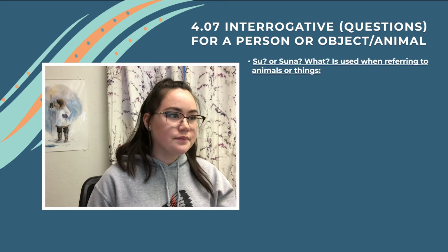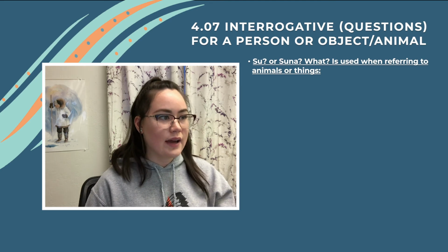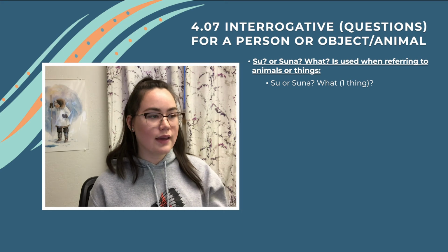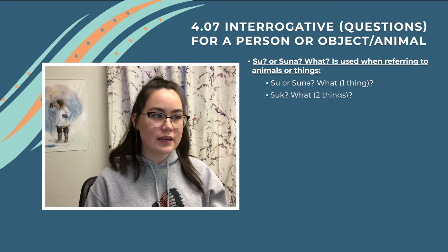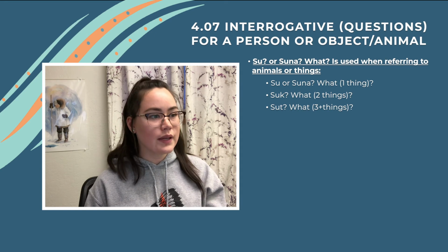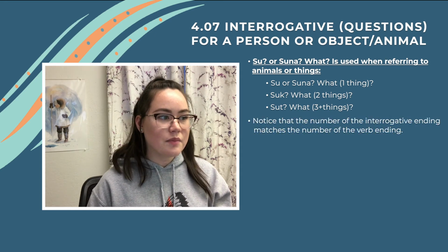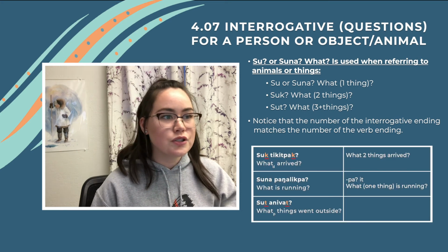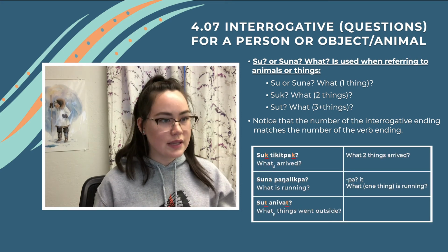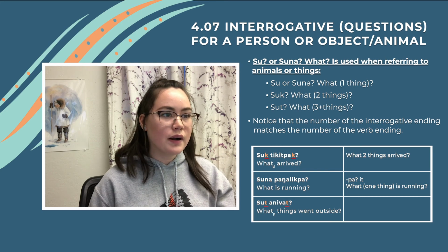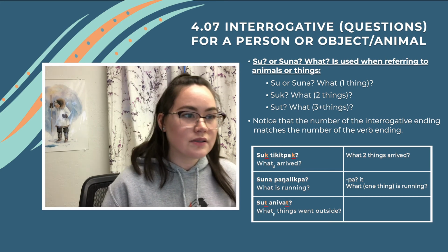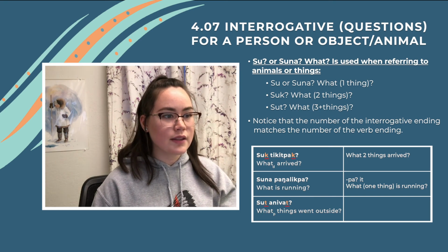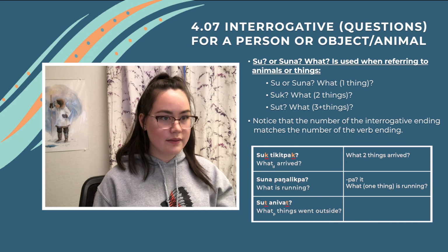Su or suna, what, is used when referring to animals or things. Su or suna is like what for one thing. Suk is what for two things, and sut is what for three or more things. Notice that the number of the interrogative ending matches the number of the verb ending. Suk tikitbak, what two things arrived. Suna pangalikba, what one thing is running. Sut anibat, what three or more things went outside.